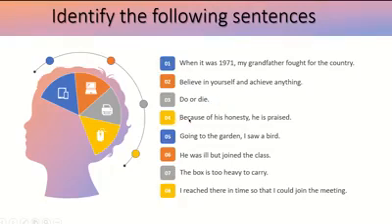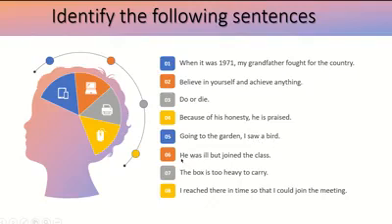Number 4, because of his honesty, he is praised. Here we find one subject and one verb, is praised. So it is a simple sentence. Number 5, going to the garden, I saw a bird. Here also we find a subject and a verb. So it is also a simple sentence.